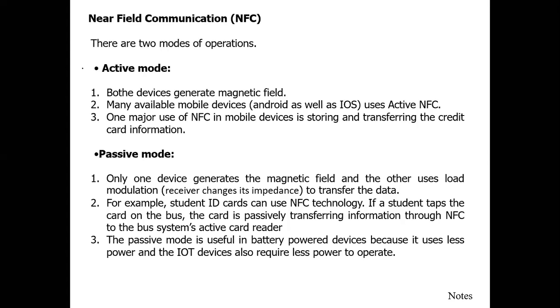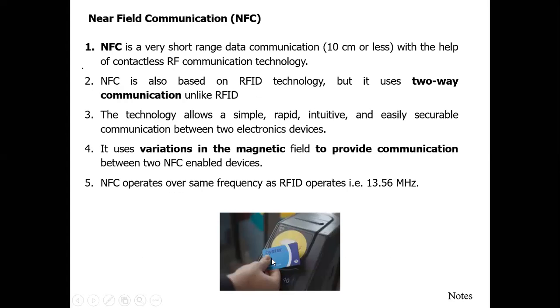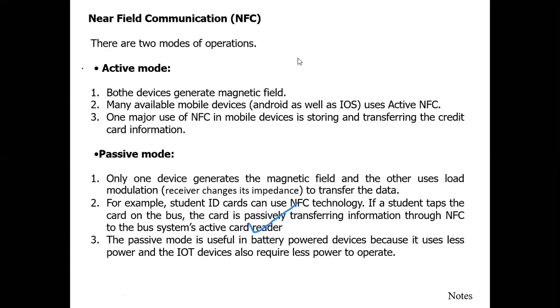If a student taps the card on the bus, the card is passively transferring information through NFC to the bus system's active card reader. You can see in the previous image, it works like that. Okay, so move on. The passive mode is useful in battery powered devices because it uses less power, and IoT devices also require less power to operate.